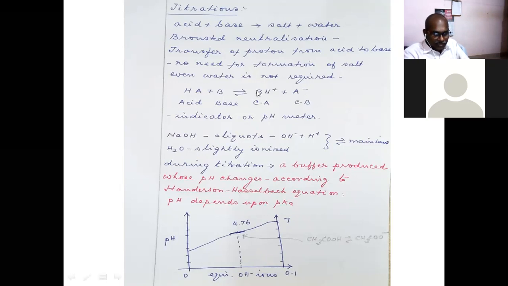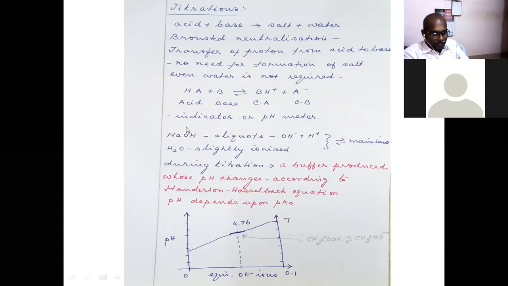And during this reaction, we are using either an indicator or a pH meter to find out the equivalence point. So we have taken an acid in a beaker and we are titrating it against the base taken in the burette, and I want to find out the equivalence point. That equivalence point can be indicated by the use of an indicator or a pH meter.